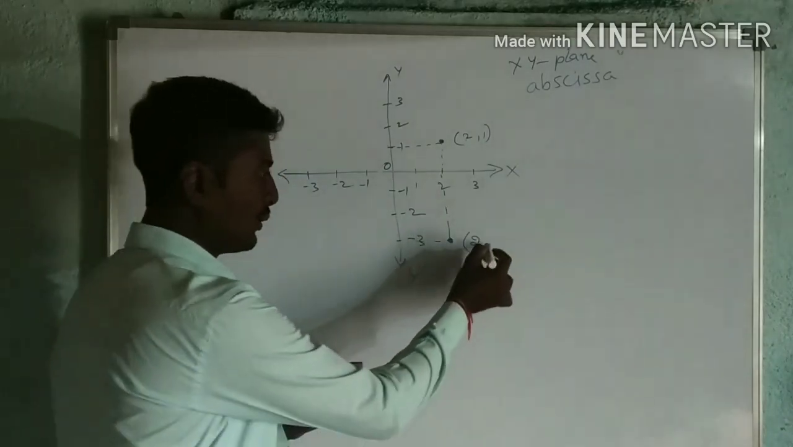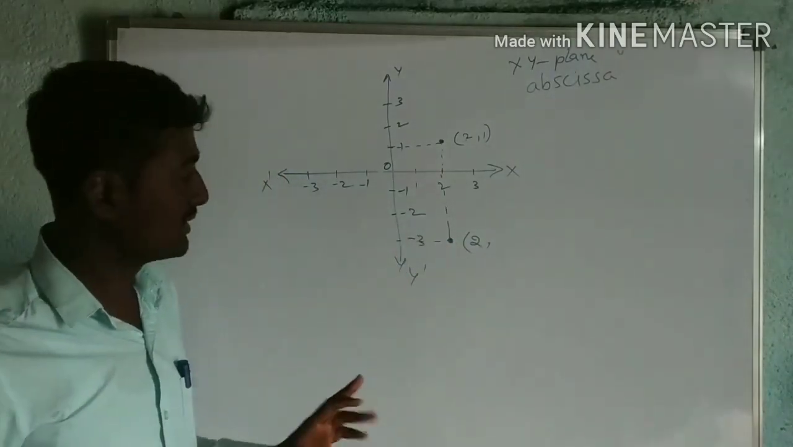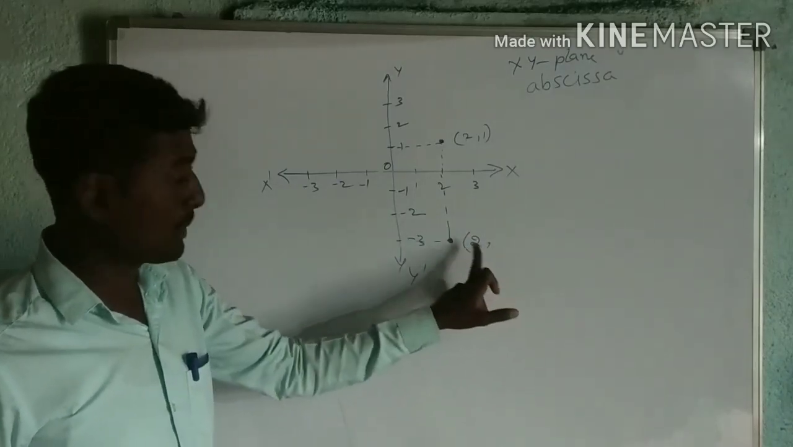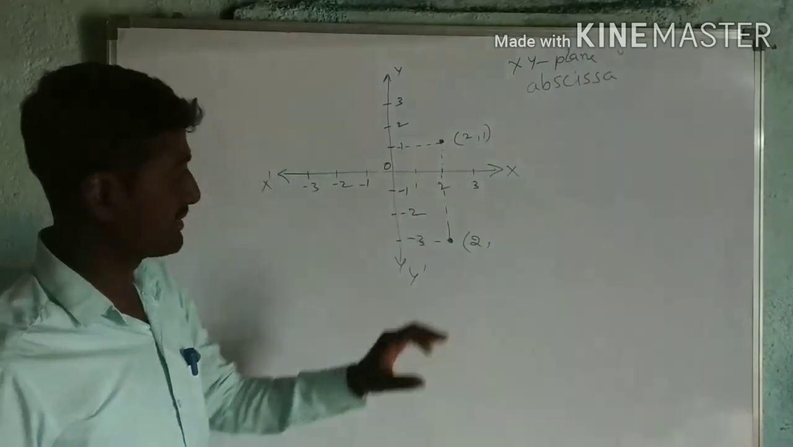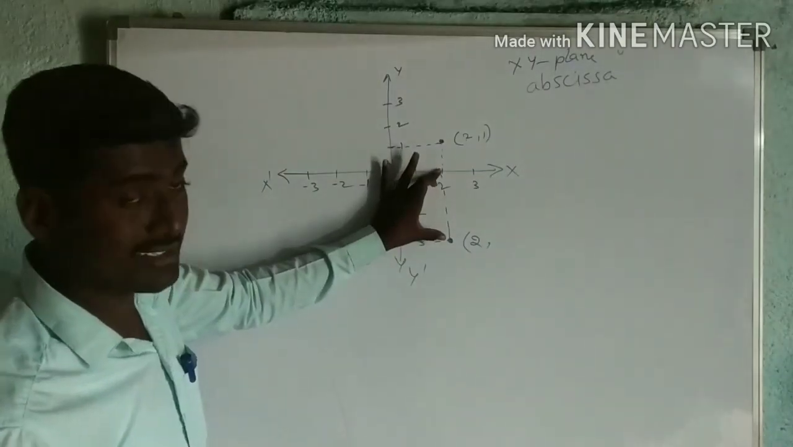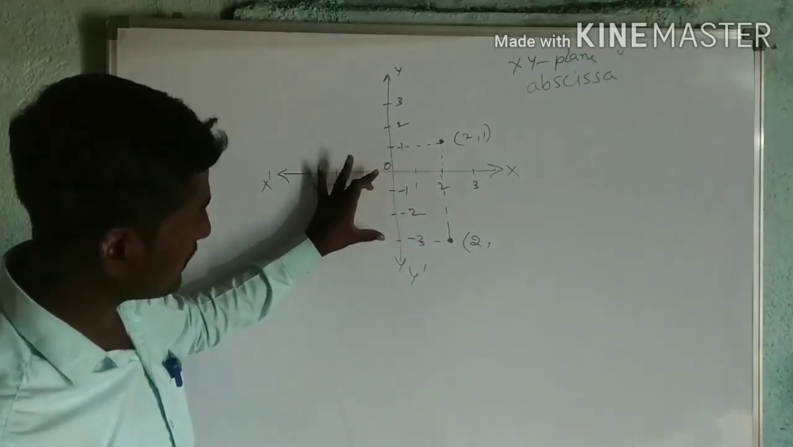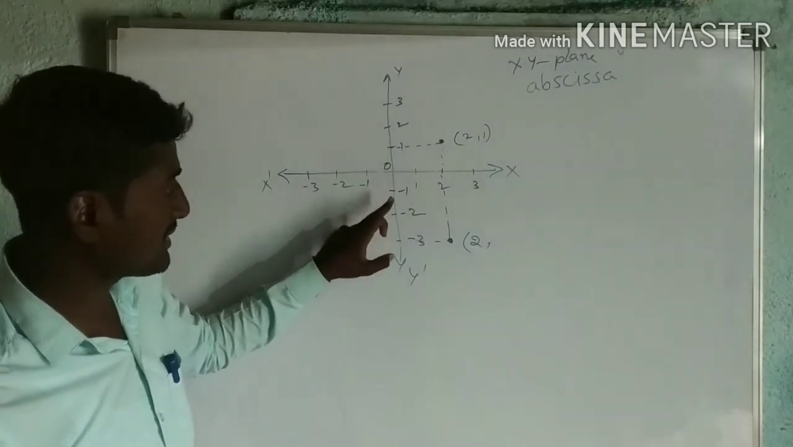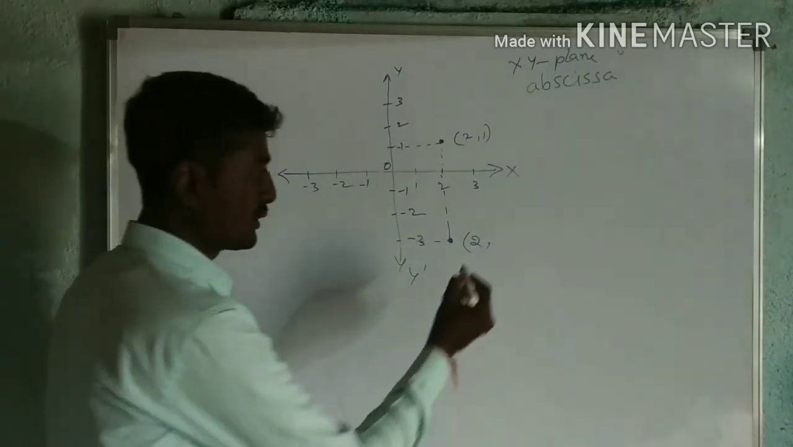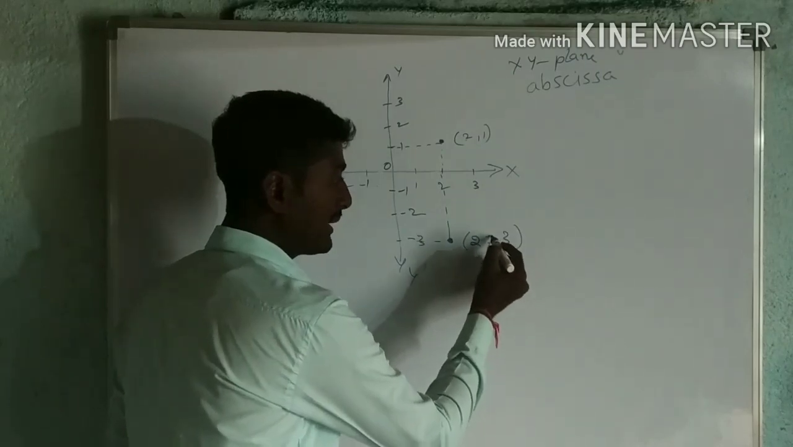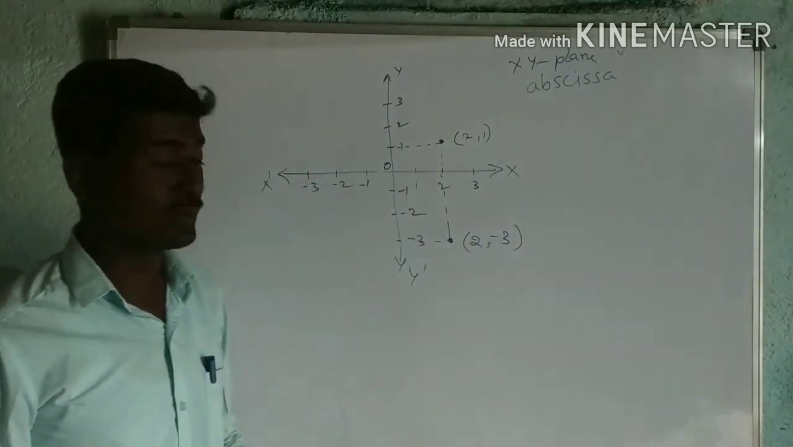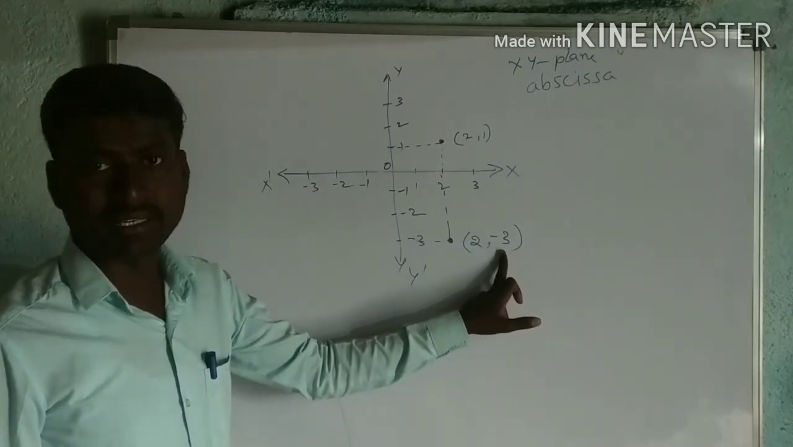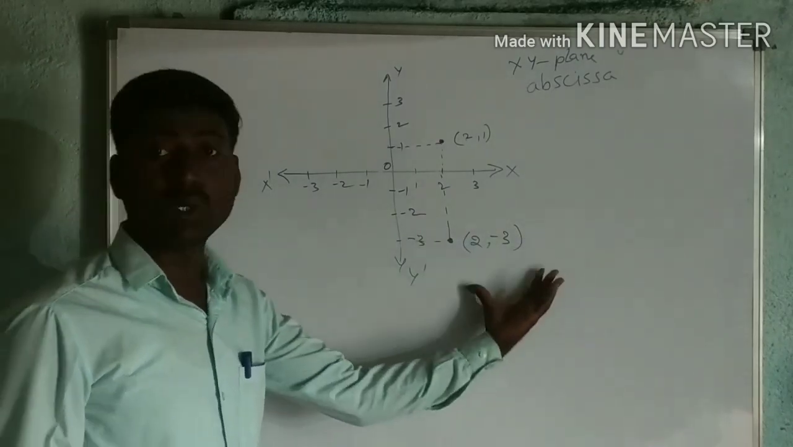And now I have to write the y coordinate. The y coordinate is nothing but the distance of a point from the x-axis. From here to here the distance is this much, which is 0 to minus 3: 1 unit, 2 units, 3 units. I'll write this as 3, but I should write minus 3. You might say a distance cannot be negative, but this point is in the fourth quadrant.